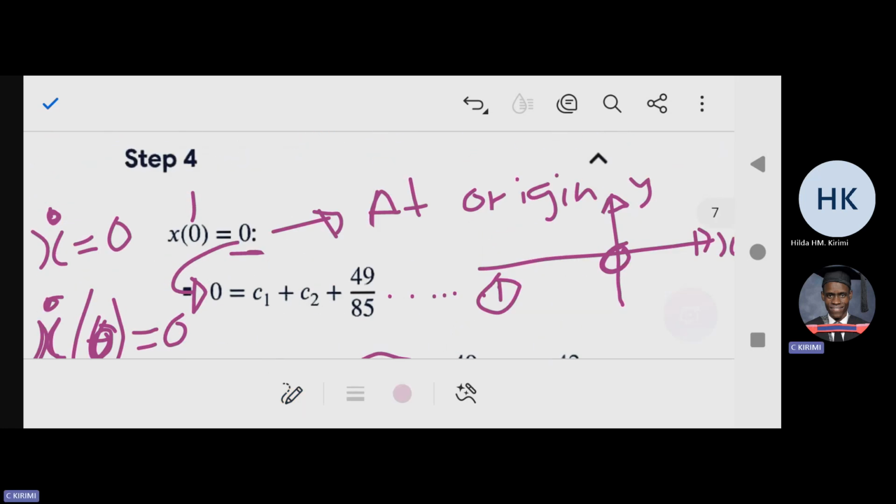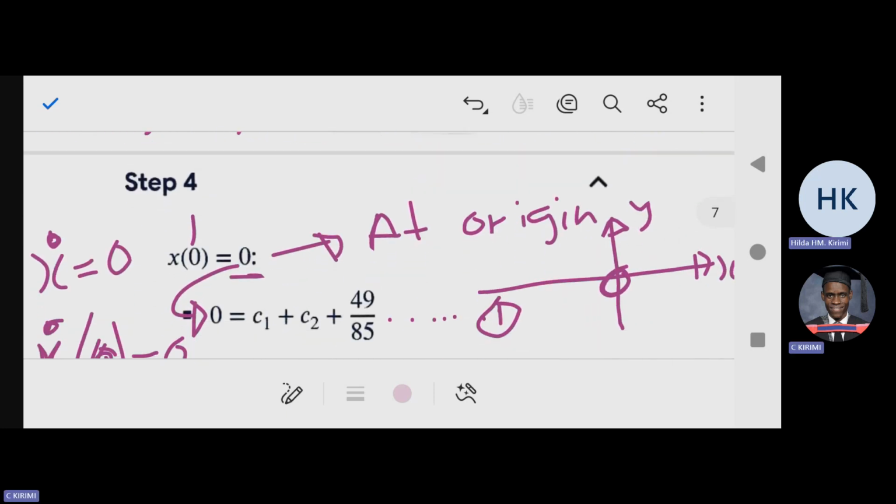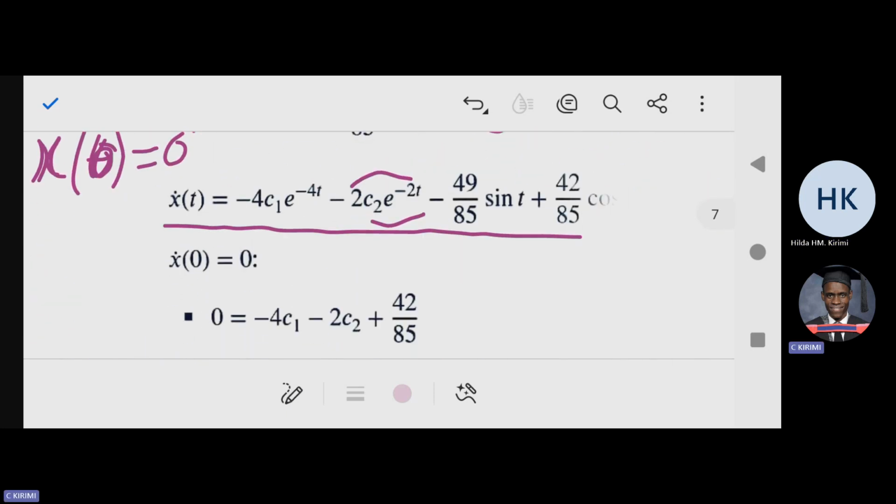And when you differentiate cos, you get minus sine. Cos becomes minus sine. Then when you differentiate sine, you get cos. So this is minus sine t plus cos t.